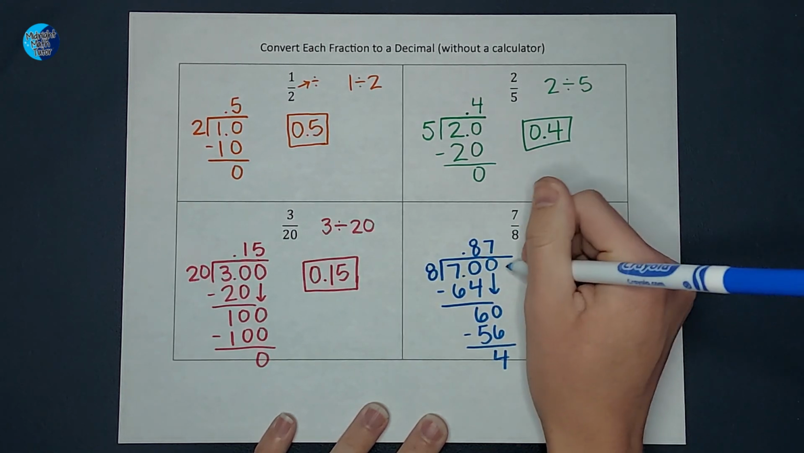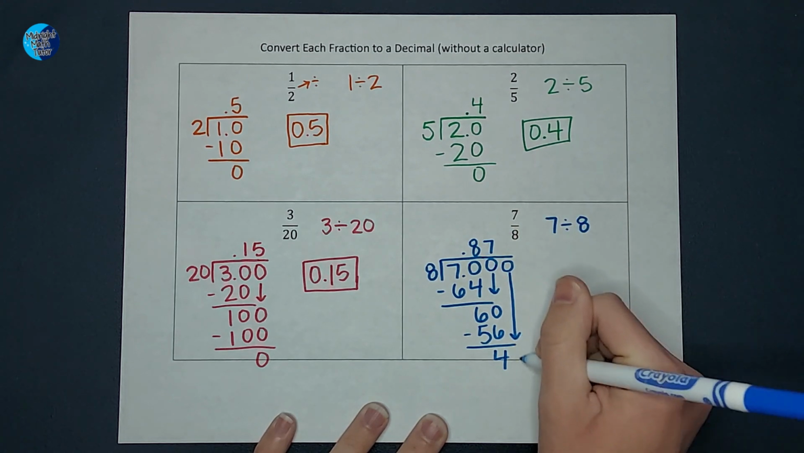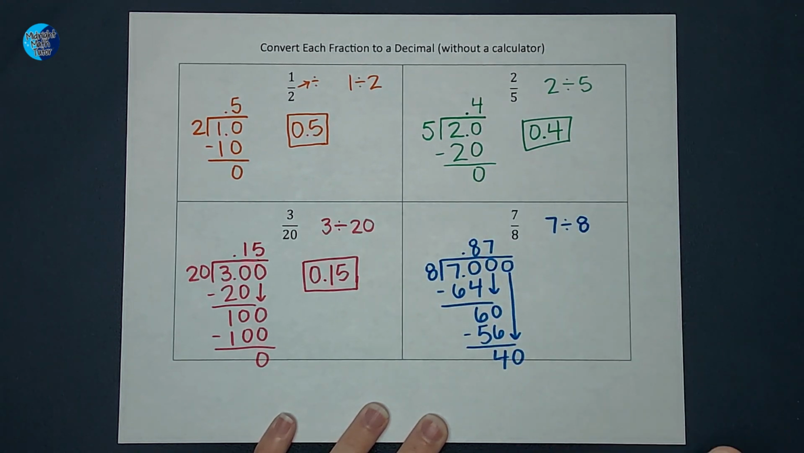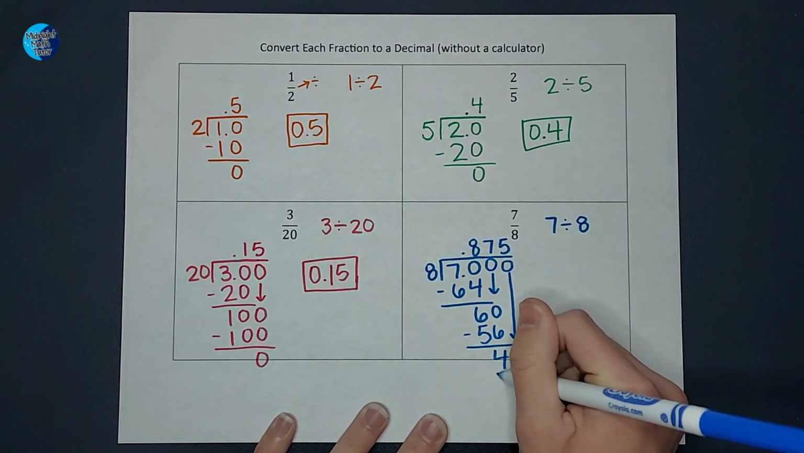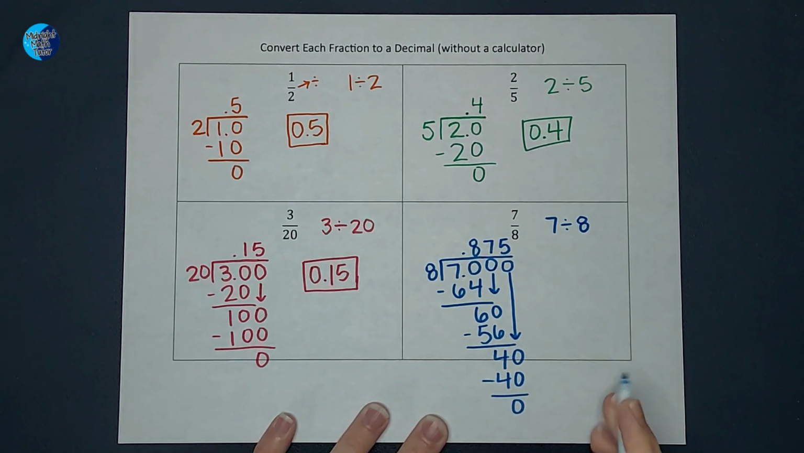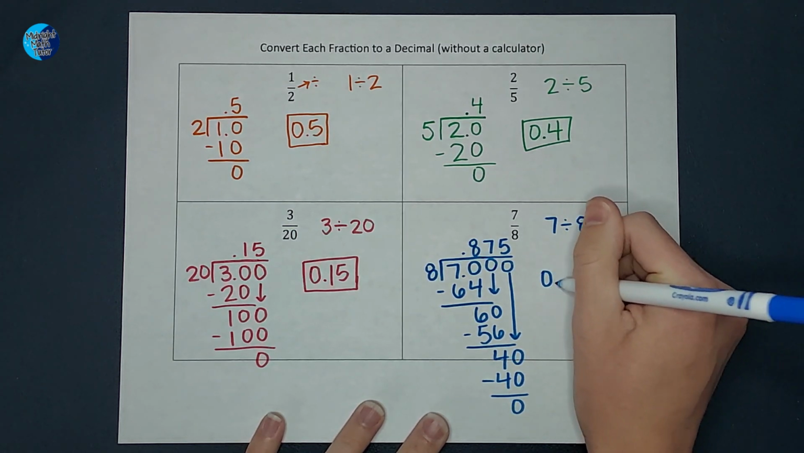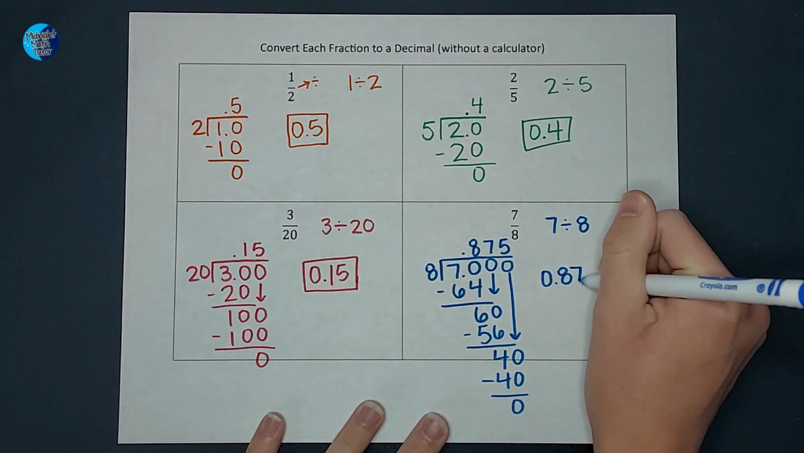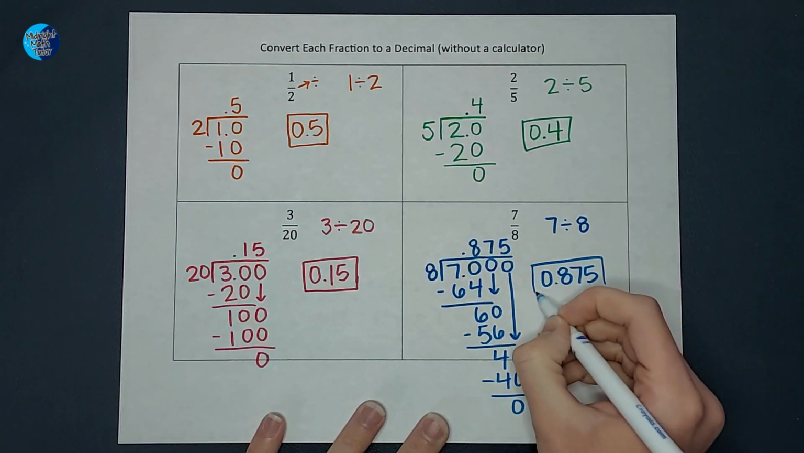Well, I still have a number down here that's not 0, so I'm going to bring down another 0. 8 goes into 40 5 times. 5 times 8 gives me 40. We subtract and end up with 0. So 7/8 as a decimal is 0.875. All right, I hope that was helpful.